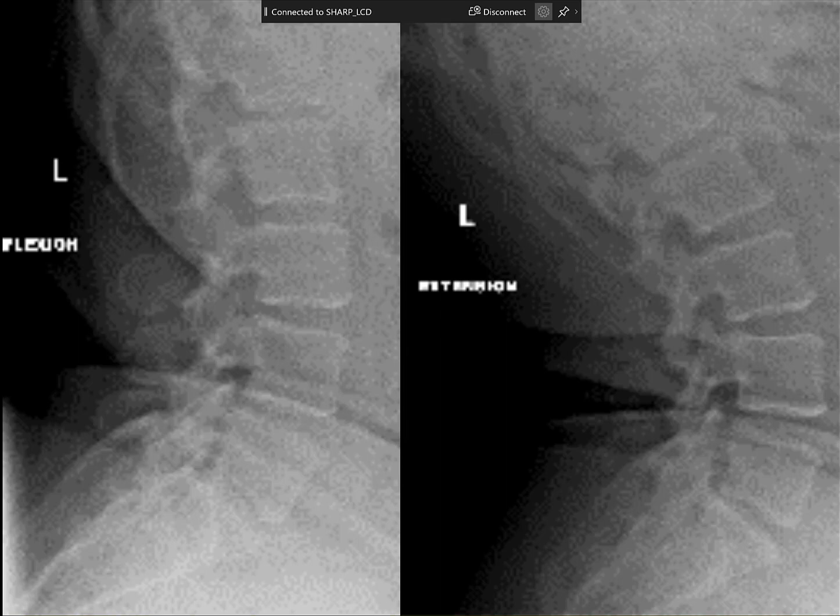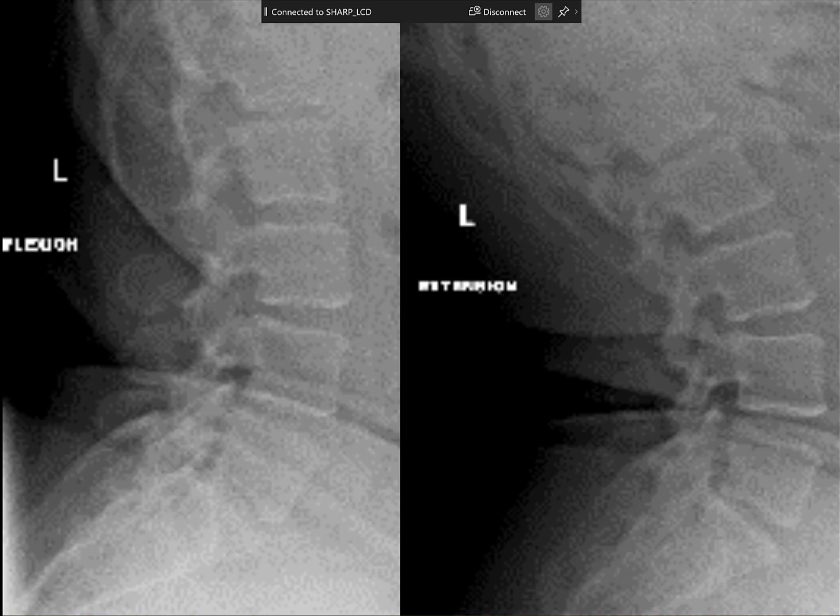So that's a listhesis. Yes. You said dynamic. I mean instability with flexion extension. How do you measure that, and what would define dynamic instability? I guess I'm confused. I mean, you can look at translation of that vertebral body.